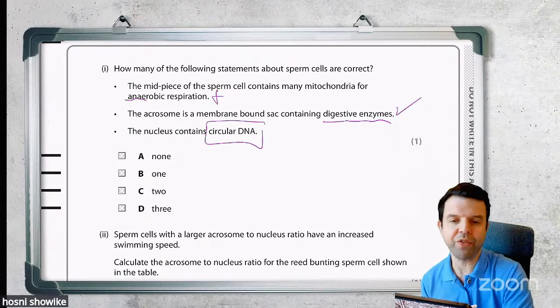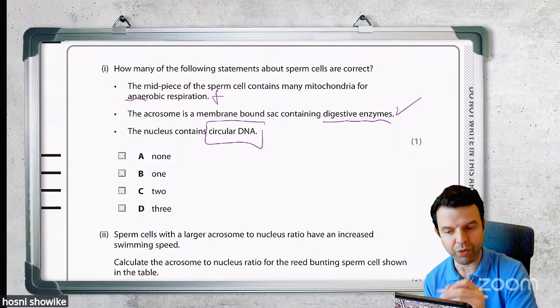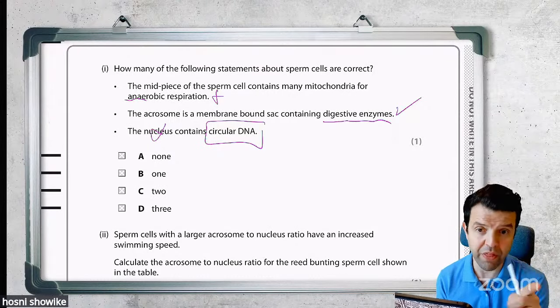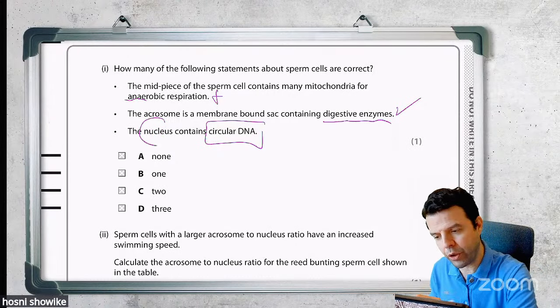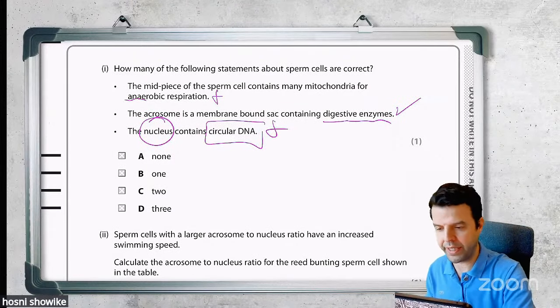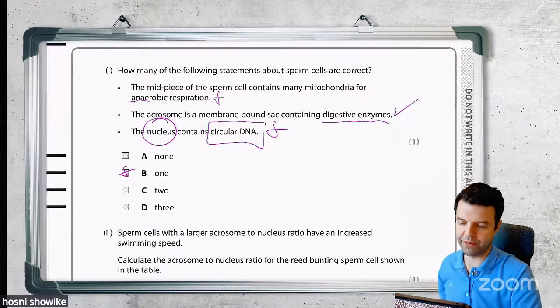Circular DNA, you don't have circular DNA in eukaryotes. Only the mitochondria has, right? If it said the sperm has circular DNA, yes, in the mitochondria, but not the nucleus. The nucleus is eukaryotic, only linear DNA. So that's why only one statement is correct.